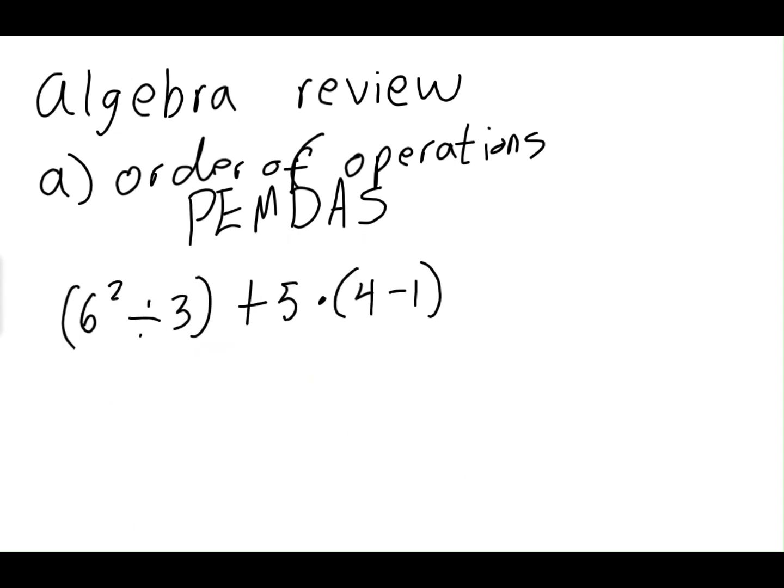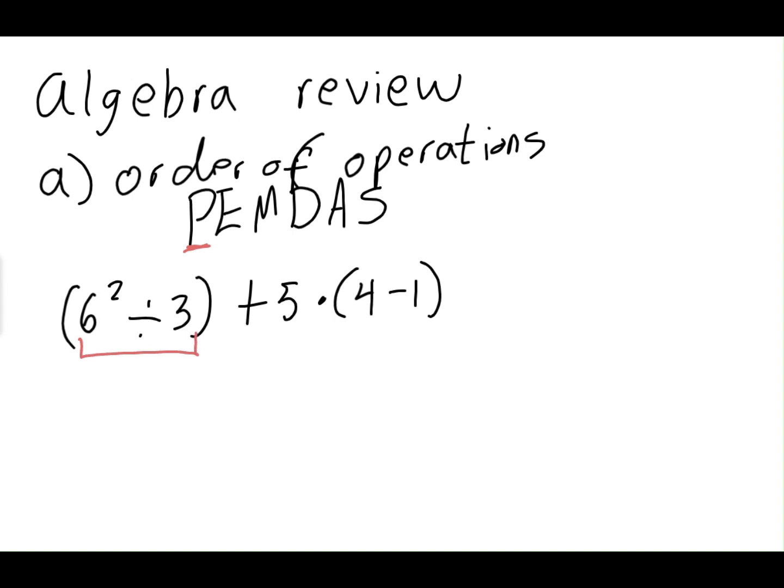Here we have 6 squared divided by 3 in parentheses, plus 5 times 4 minus 1 in parentheses. So in this case, we start off again with parentheses, so we'll do the parentheses first. We have two sets of parentheses, so we'll have to do its own PEMDAS for each one. We'll start with this one.